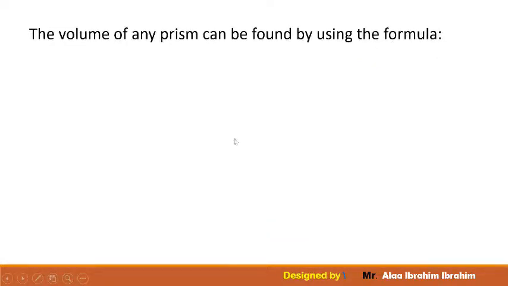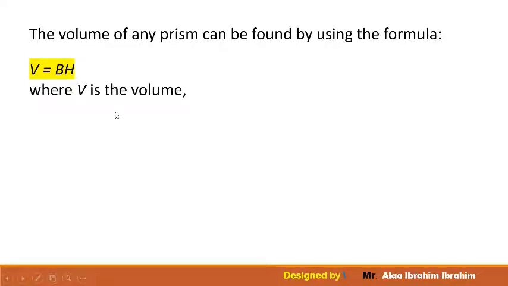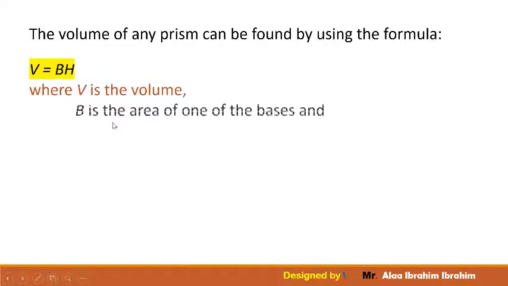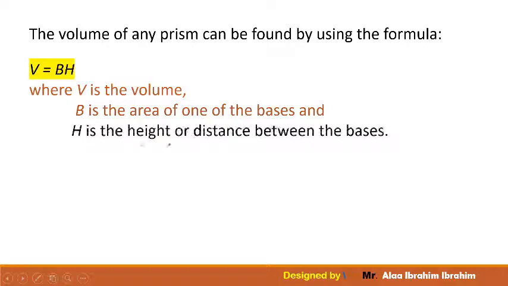How to find the volume of a prism? We have to follow the formula. In the formula, V means volume, B means base area, and H means the height of this prism, or the distance between the two bases. So V is the volume, B is the area of one of the bases, and H is the height or the distance between the bases.